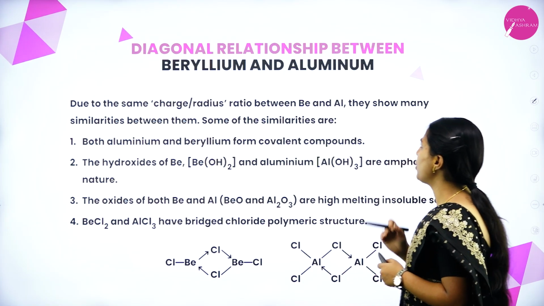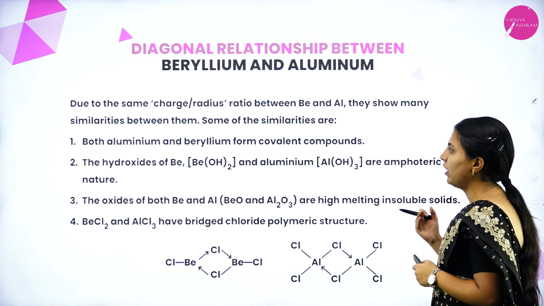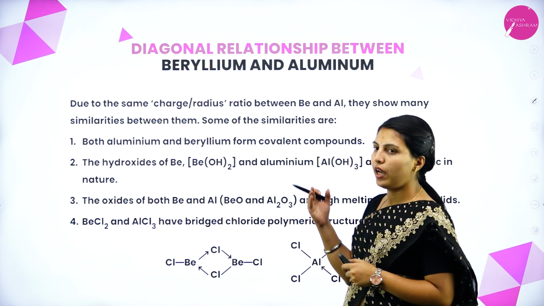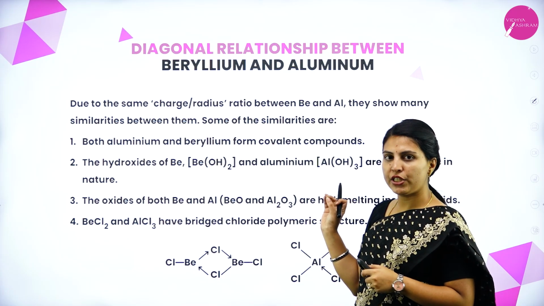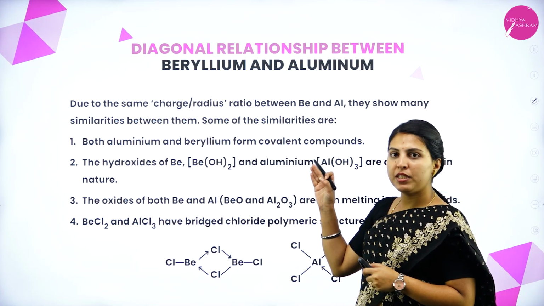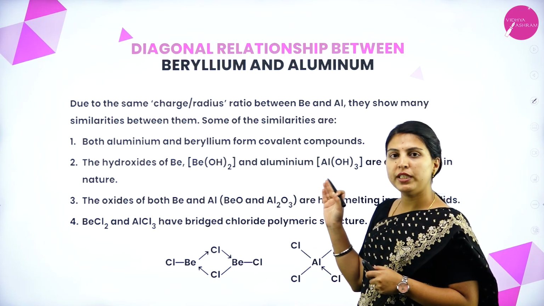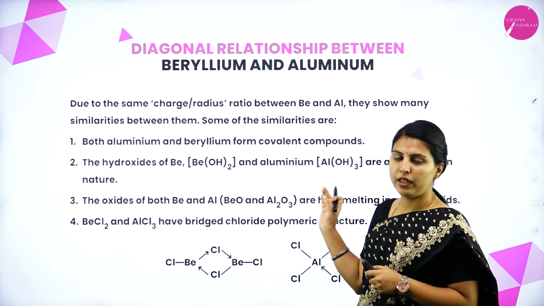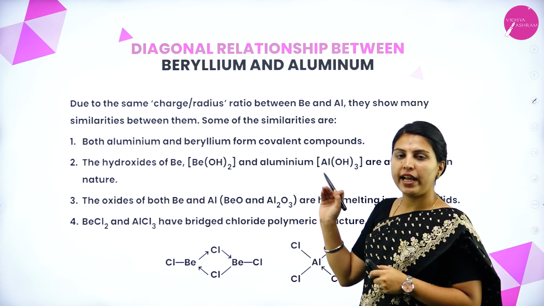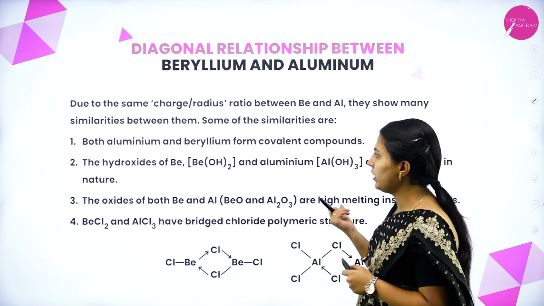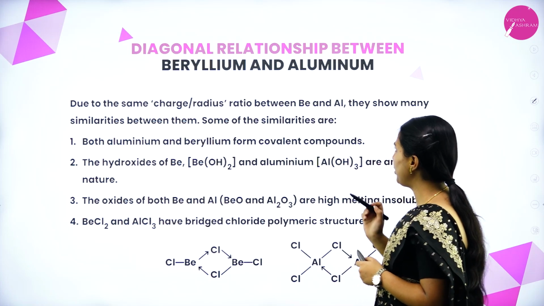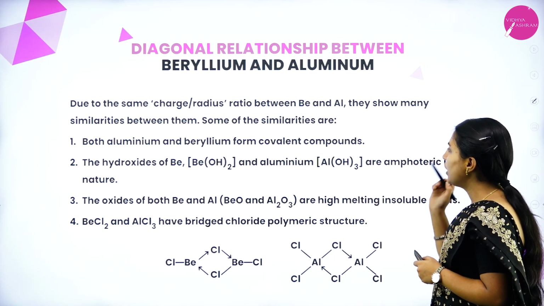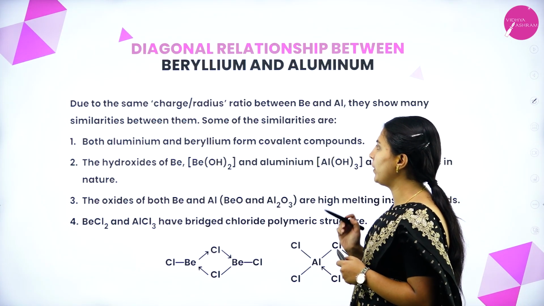Next, diagonal relationship between beryllium and aluminium. How will it be? Beryllium and aluminium have a diagonal relationship. Beryllium is present in the second group, aluminium is present in the 13th group, though it is having the diagonal relationship. Let's see now. Due to the same charge or radius ratio between beryllium and aluminium, they show many similarities between them.